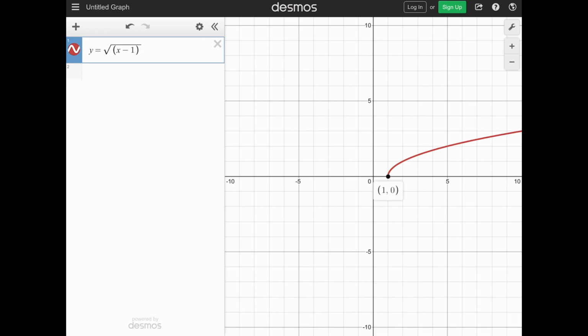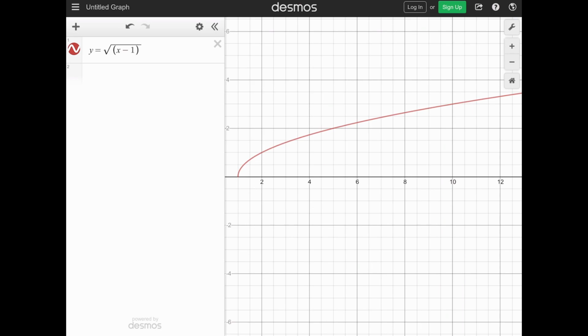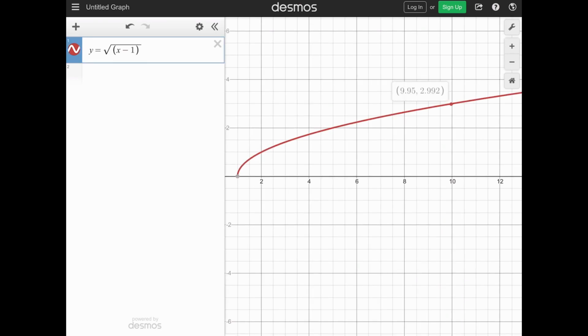You can actually click on there. We said 5, 2, so there's that coordinate right there. Come over here, there's my other coordinate right at 10, 3. So that's how you would use Desmos to get a visual of the graph.